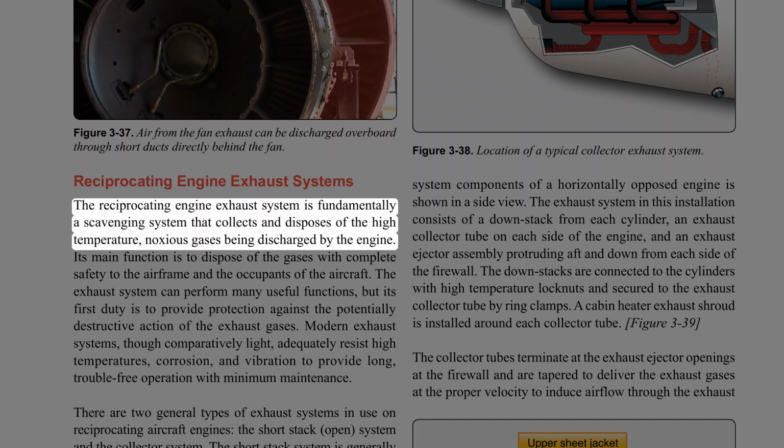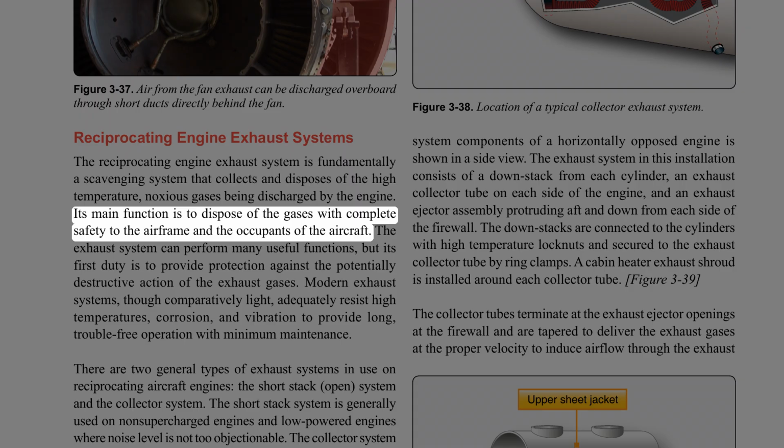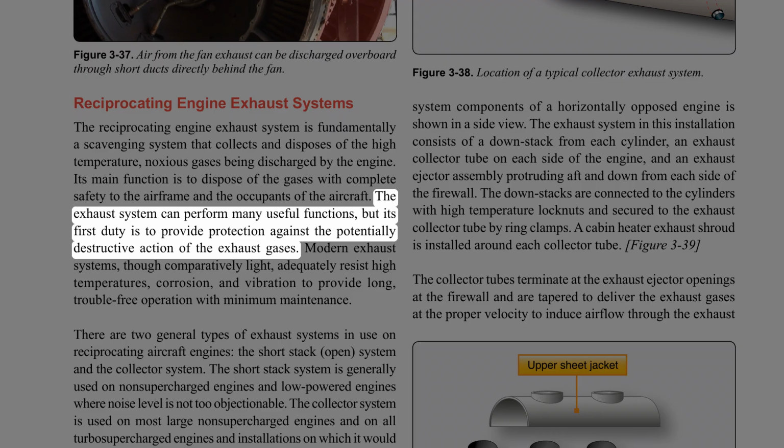The reciprocating engine exhaust system is fundamentally a scavenging system that collects and disposes of the high-temperature, noxious gases being discharged by the engine. Its main function is to dispose of the gases with complete safety to the airframe and the occupants of the aircraft. The exhaust system can perform many useful functions, but its first duty is to provide protection against the potentially destructive action of the exhaust gases.